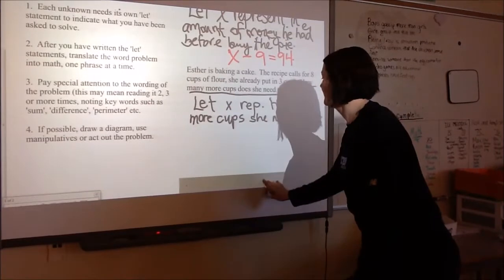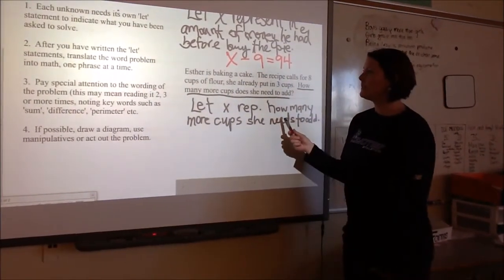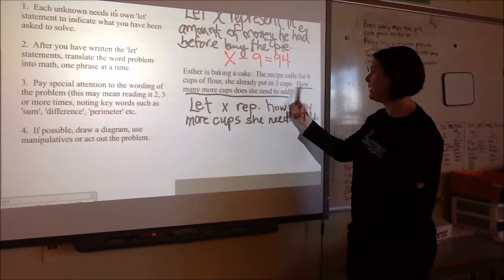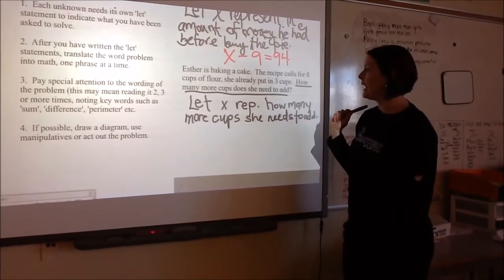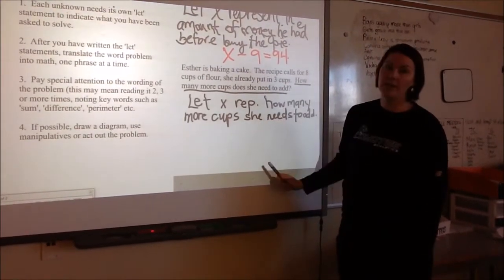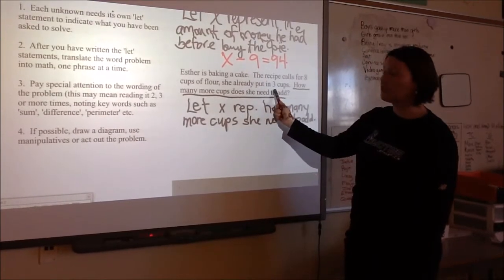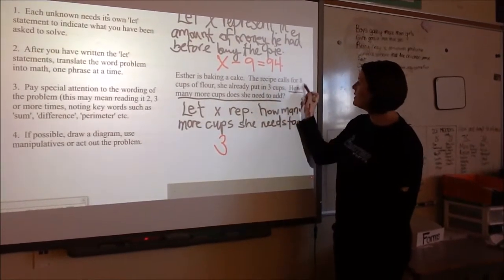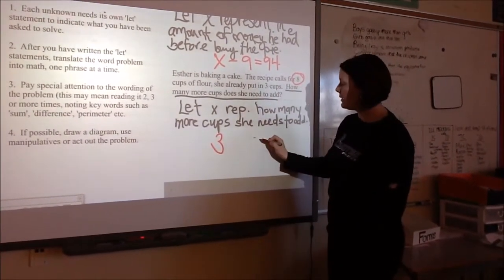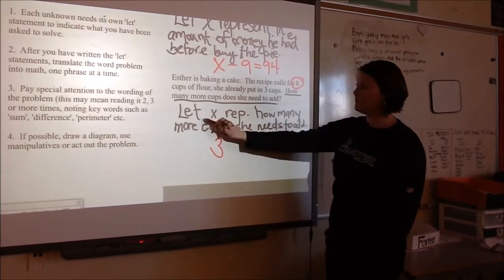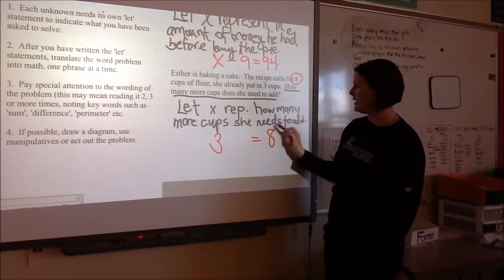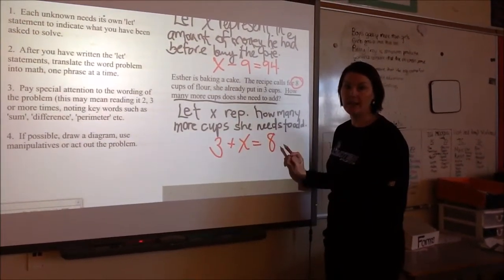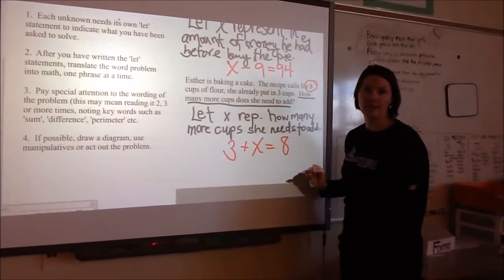And for this one, Esther is baking a cake. The recipe calls for 8 cups of flour, and she's already put in 3 cups. How many more cups does she need to add? So again, don't feel like you need to make it equal to x. If she's already put in 3 cups, let's start there. So it's going to be 3, and we know that the total is going to be 8. So it has to equal 8, and because we let x represent how many more cups she needs to add, right away we know that it's going to be plus something to get your total of 8 cups. So that's our equation for that one.